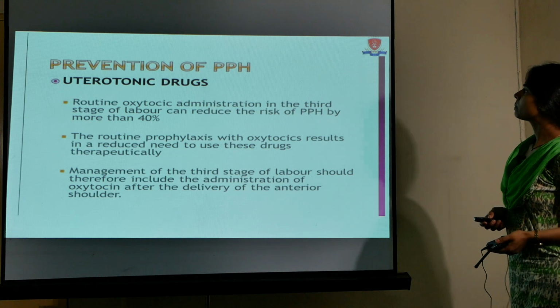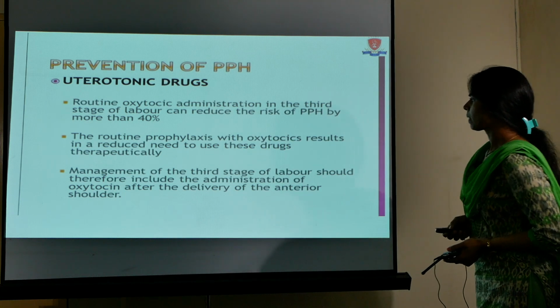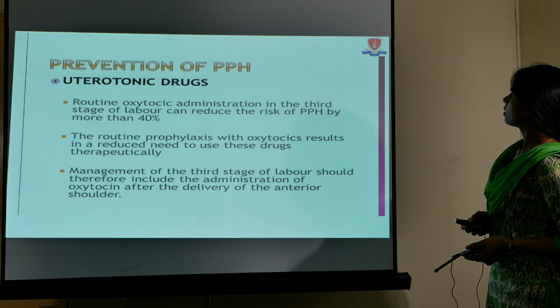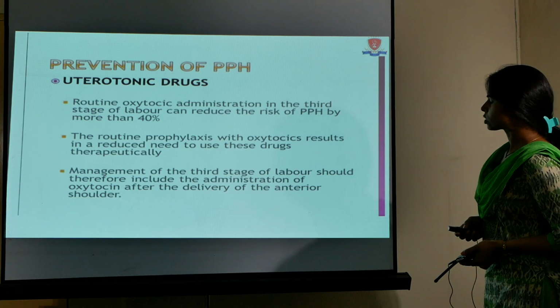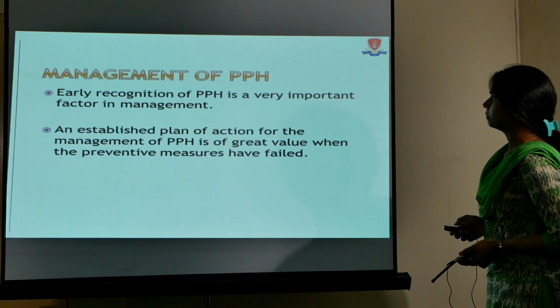Prevention of PPH occurs by the use of uterotonic drugs during the third stage of labor. After the delivery of the baby and the anterior shoulder, we give the oxytocin injection IM. It reduces the risk of PPH by more than 40%.